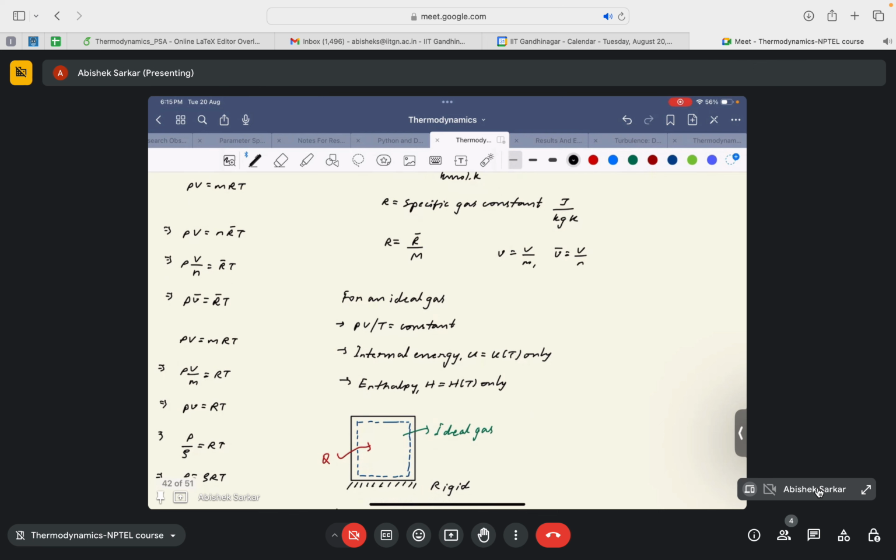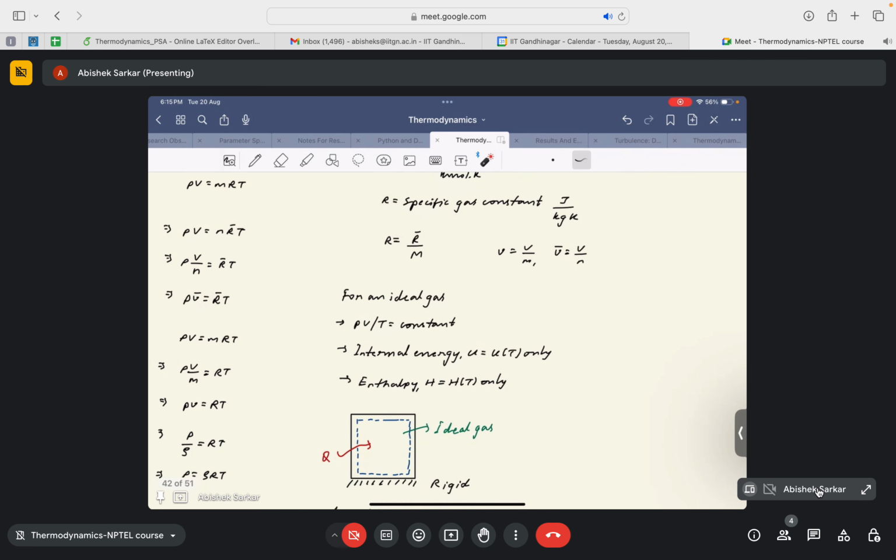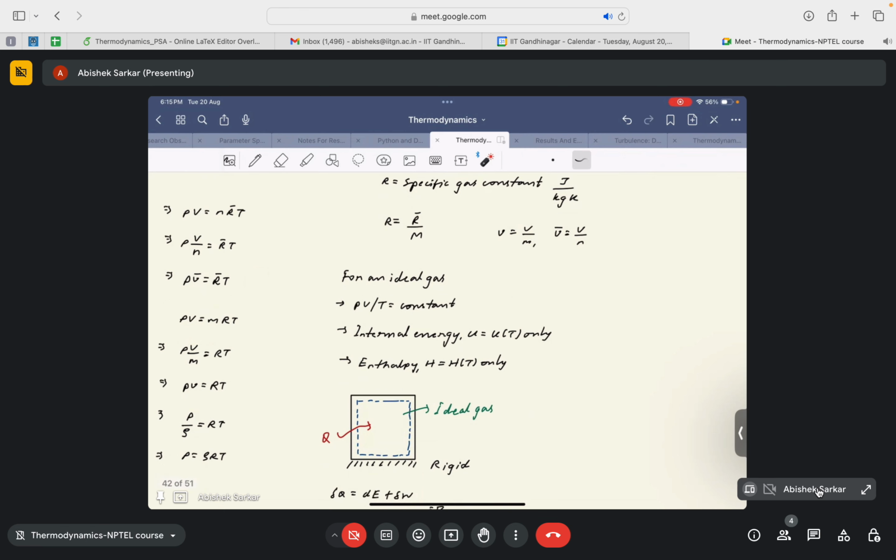So yeah, if we take n in the denominator, then we can write this as P v bar is equal to R bar T, where v bar is V by n. Similarly, if we consider the ideal case in terms of mass, then PV is equal to mRT. If we take mass in the denominator on the left hand side, we can write Pv is equal to RT, where v is now the specific volume. Now we know the specific volume is the inverse of density, so we can also write P is equal to rho RT.